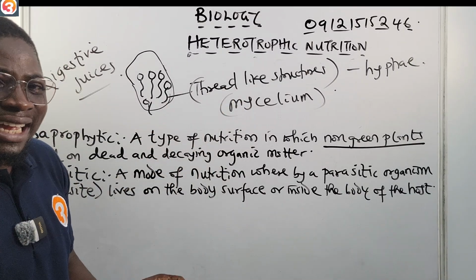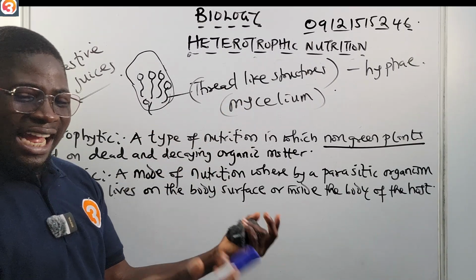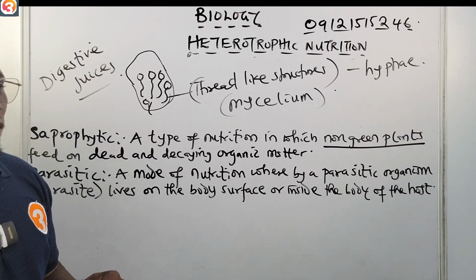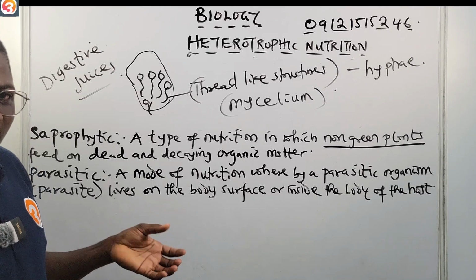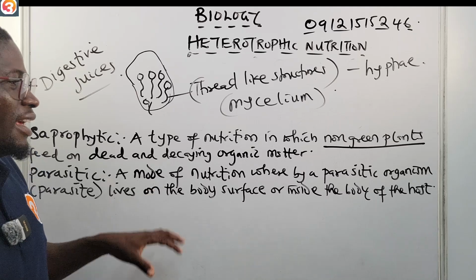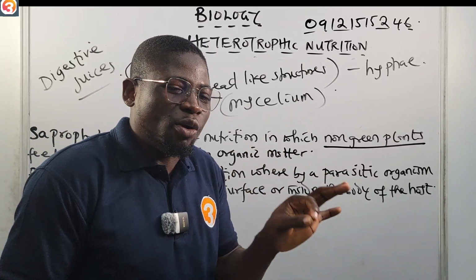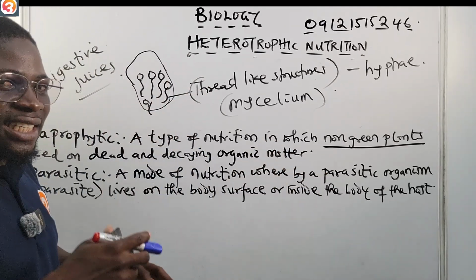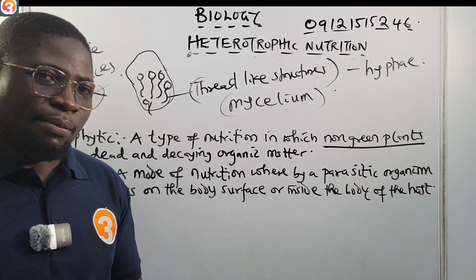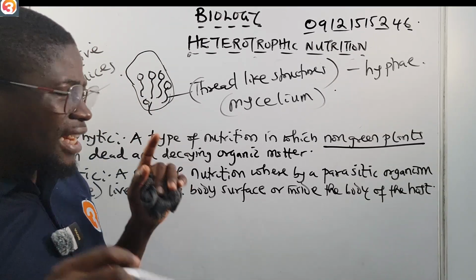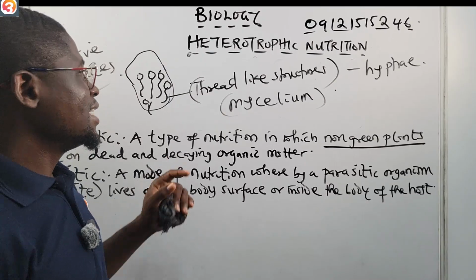And then they now what? After they release those juices, they now absorb it into their body. So that is the method that saprotrophs use in gaining water and nutrition. They feed on dead and decaying organic matter by releasing digestive juices on those materials and then absorbing it into their body.